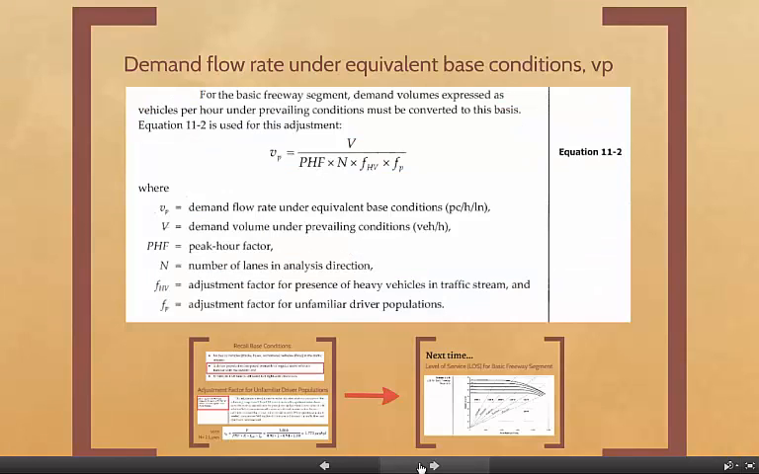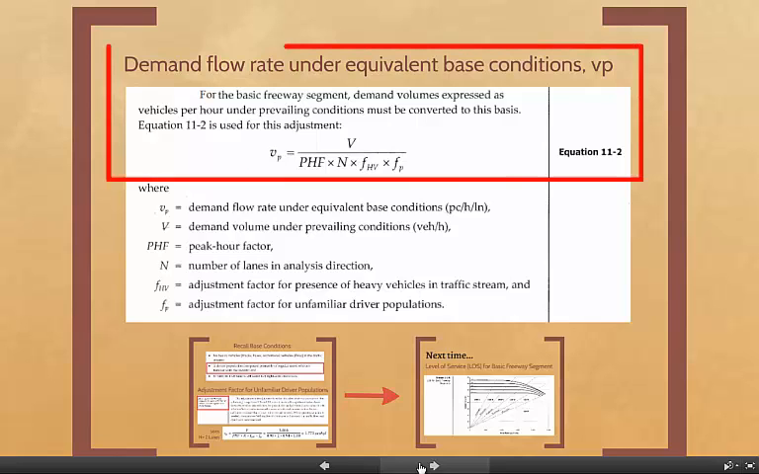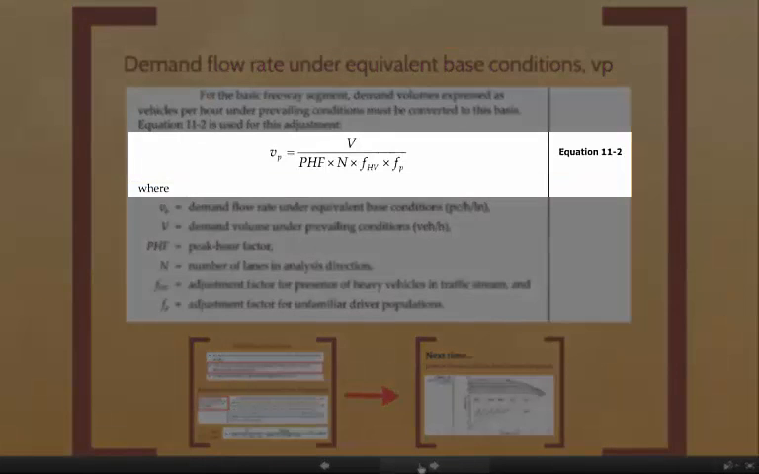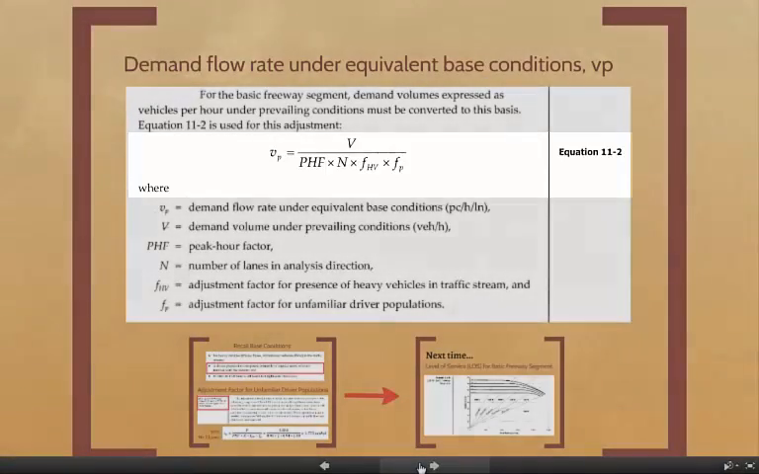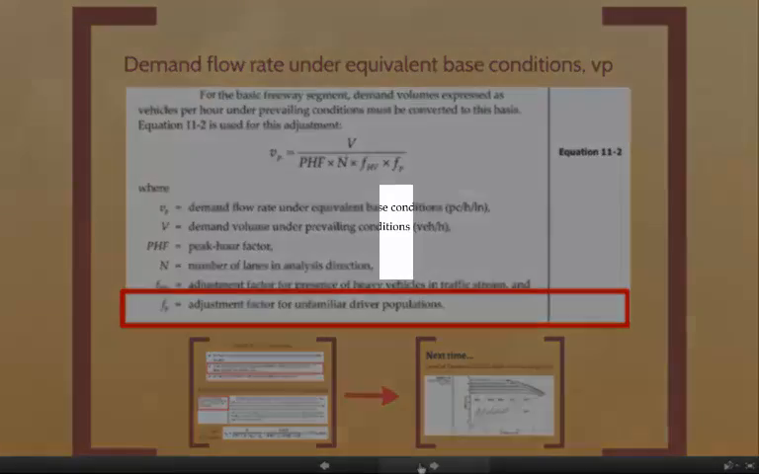Now that the concept of a heavy vehicle factor adjustment is reasonably clear, it is well and good that we introduce the HCM parameter V sub P, which is defined as the demand flow rate under equivalent base conditions measured in units of passenger cars per hour per lane. This demand flow rate represents the hourly volume adjusted for peak hour factor, the number of lanes, the heavy vehicle factor, and the driver population factor. Notice that this equation is mostly the same representation featured previously, where the one exception is the adjustment factor for unfamiliar driver populations, F sub P.